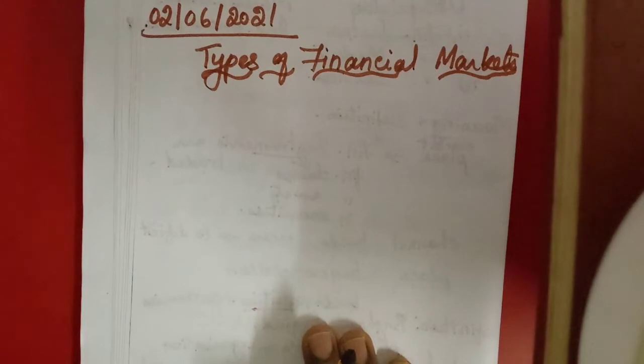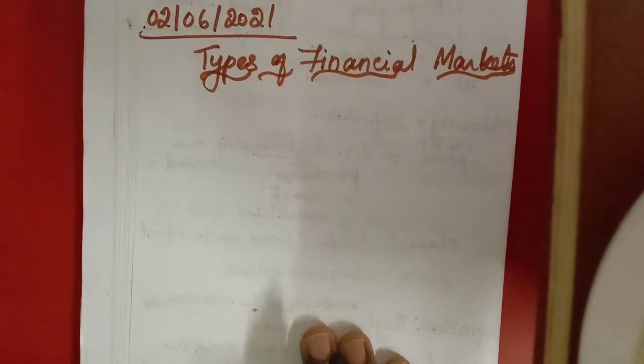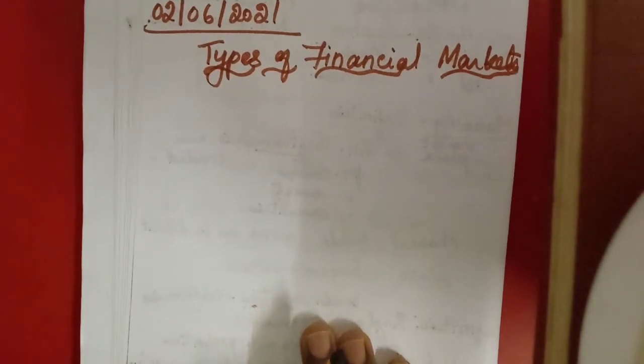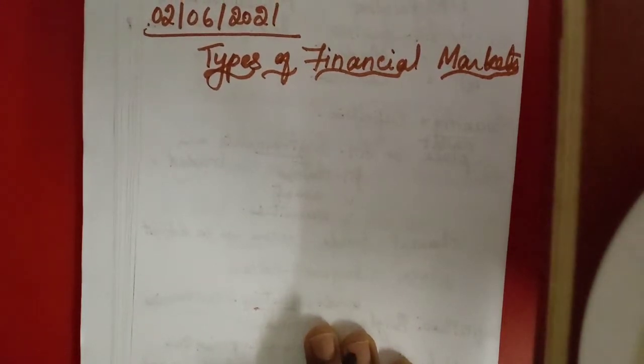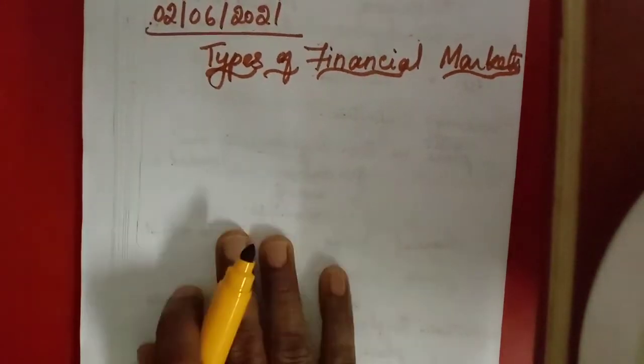I hope you have studied the daily lessons. Now we are in the fourth lesson. The third lesson I have not taught you. In the fourth lesson we have learned the introduction, the meaning, definition and its scope, isn't it? Today we will learn the types of financial markets.